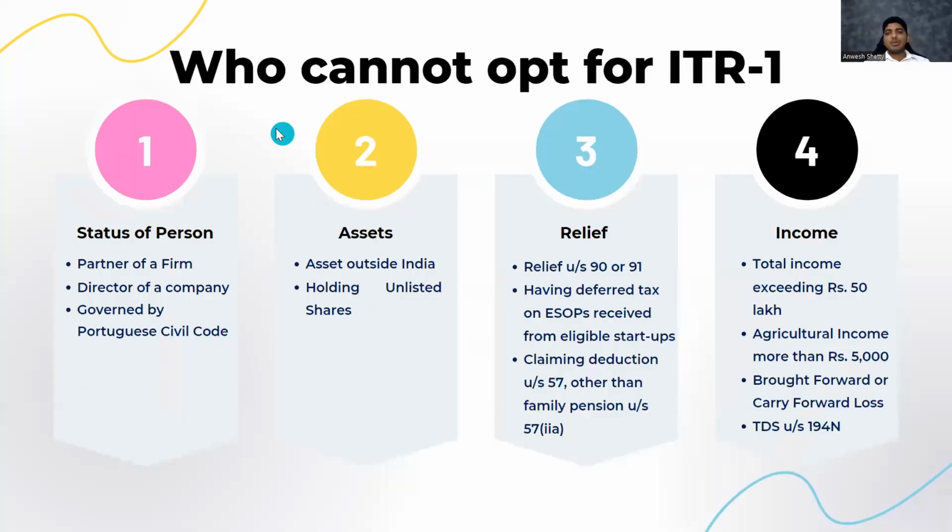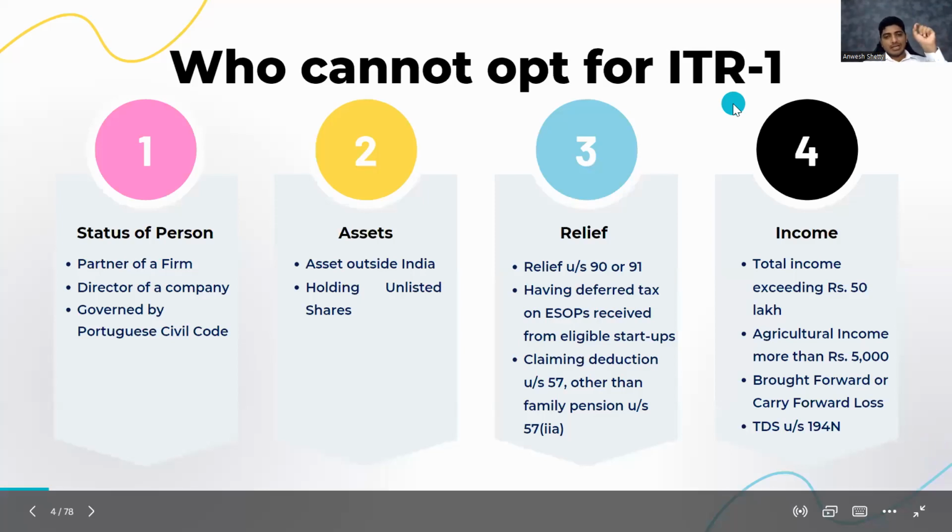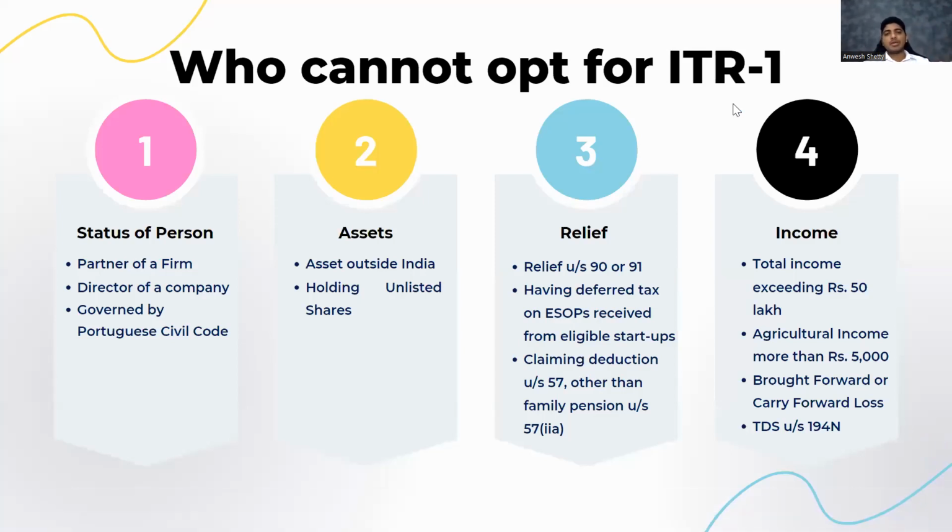Now, this is one very big chunk of data. We have tried to break it down. Again, as far as ITR1 is concerned, you will not be able to file ITR1 if you are a partner of a firm. Let us say you are a lecturer, but at the same time also a partner in a partnership firm, you will not be eligible to file ITR1. If you are a director of a company, whether a full-time director or part-time director, it does not matter, you will not be eligible to file ITR1.